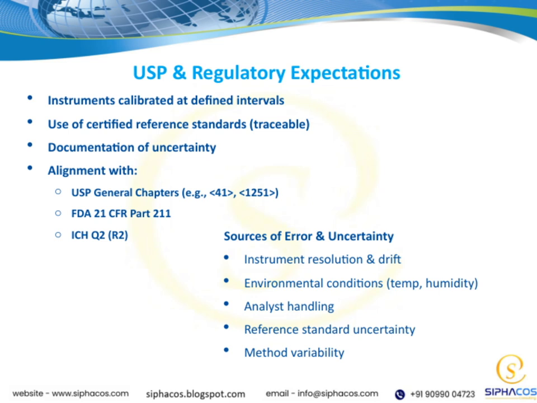Finally, alignment with key regulatory guidelines is essential. This includes following USP general chapters, such as 41 and 1251, adhering to FDA 21 CFR Part 211 regulations, and complying with ICH Q2(R2) guidelines. These standards help ensure that our analytical methods are robust, reliable, and compliant with industry expectations.